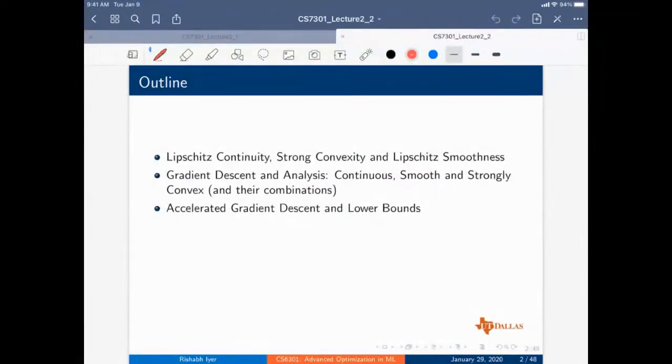All right. In this part, we will study some of the proofs of gradient descent. Particularly, we will look at three specific results: the convergence of gradient descent for continuous functions, smooth functions, and strongly convex functions, and various combinations of them. Unfortunately, what we won't have time for today, but will do in week 3, is study Nesterov's accelerated gradient descent, lower bounds, as well as projected gradient descent and proximal gradient descent for constrained problems.